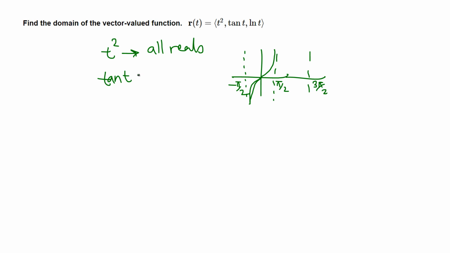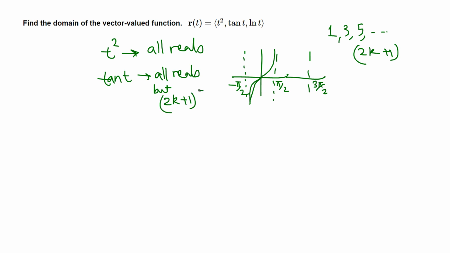So all reals except odd multiples, plus or minus. So how do we write odd numbers like 1, 3, 5, etc.? That's just 2k plus 1, where k is 0, 1, 2, 3, 4, etc. Or in this case we can also include negative 1, negative 2, etc. So all reals but odd number multiples of pi over 2.